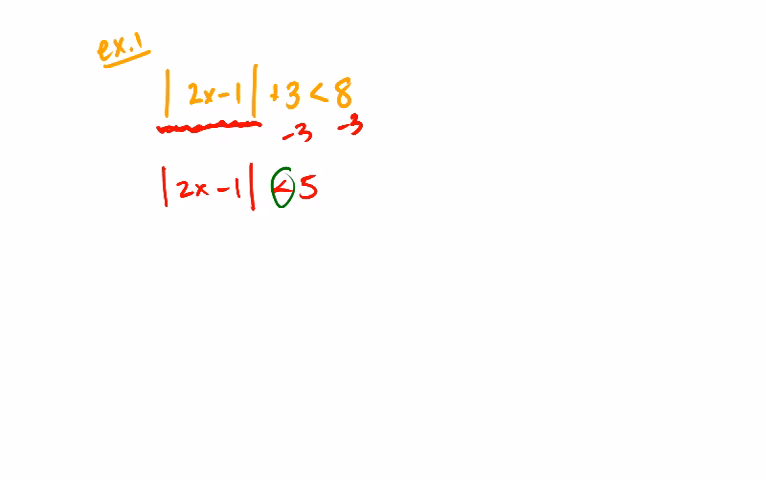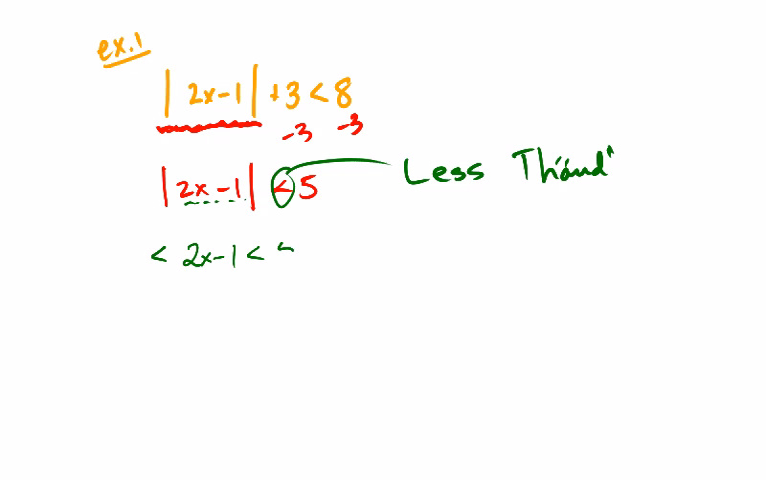Since I've got this less than symbol, that means I'm going to use an "and" inequality. I know that the absolute value, if I can get the stuff on the inside, the 2x minus 1, to be in between 5 and -5, once I take the absolute value, I know it'll work. So I put 2x minus 1 in the middle, and I want it to be between negative 5 and 5.